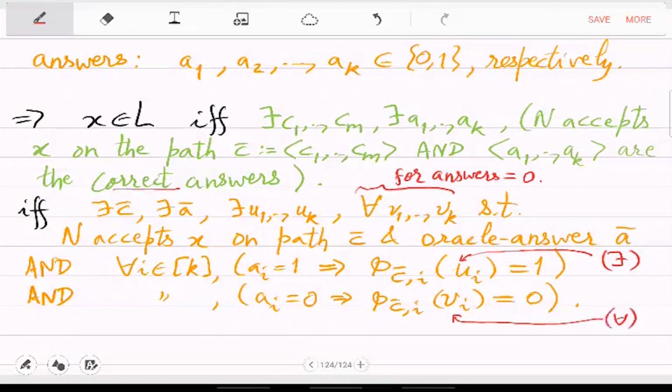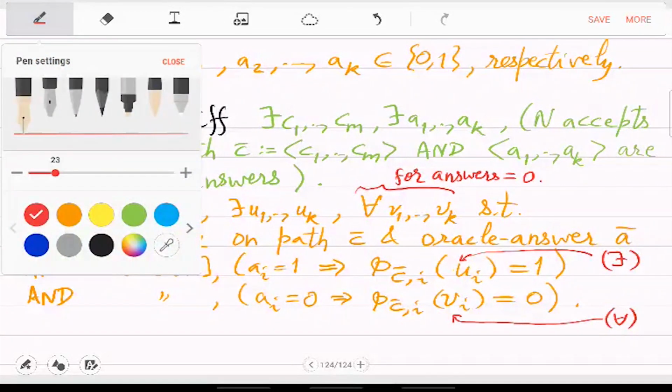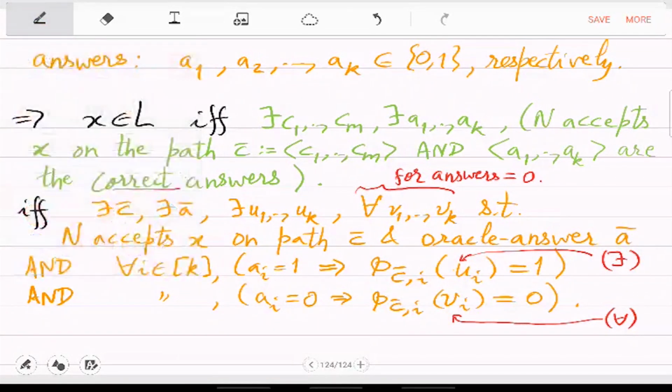Right, so that is why 2 quantifiers are needed. That is enough to check the answers, and for finding the path, the non-deterministic bits, there exists is enough. There exists C bar, and this you can see is already a sigma 2 expression. So that's what we deduce.